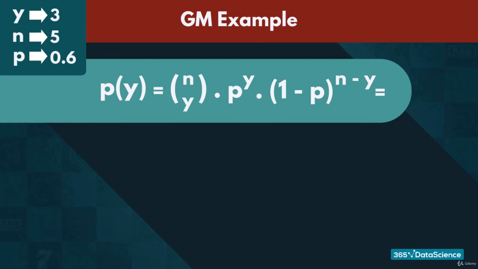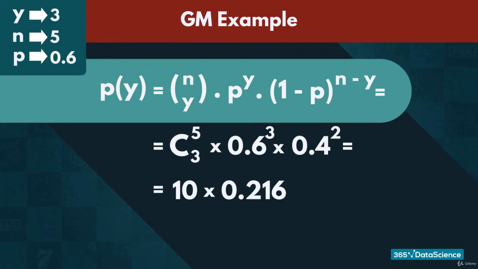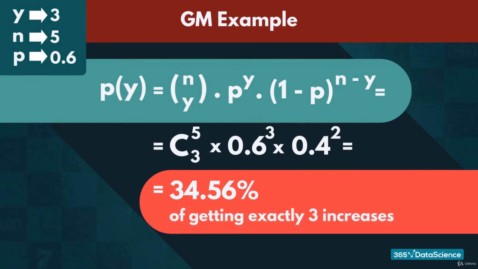After plugging in, we get the number of different possible combinations of picking 3 elements out of 5 times 0.6 to the power of 3 times 0.4 to the power of 2. This is equivalent to 10 times 0.216 times 0.16, or 0.3456. Thus, we have a 34.56% chance of getting exactly 3 increases over the course of a work week. The big advantage of recognizing the distribution is that you can simply use these formulas and plug in the information you already have.